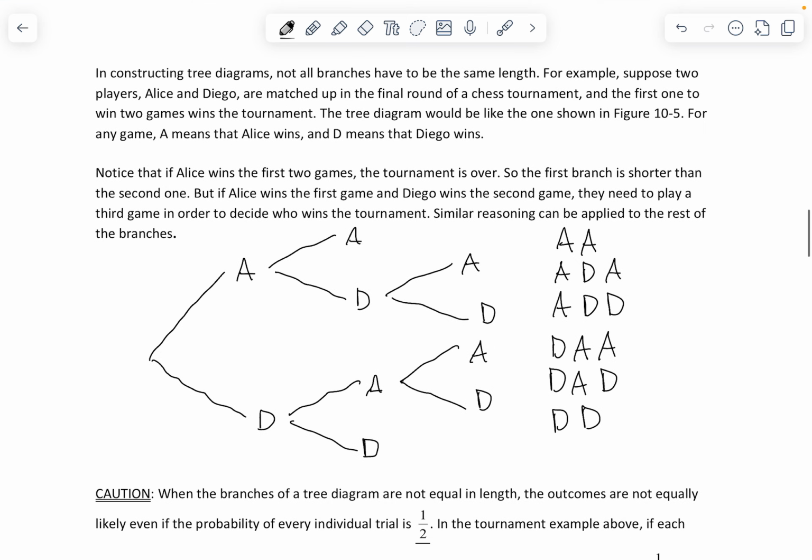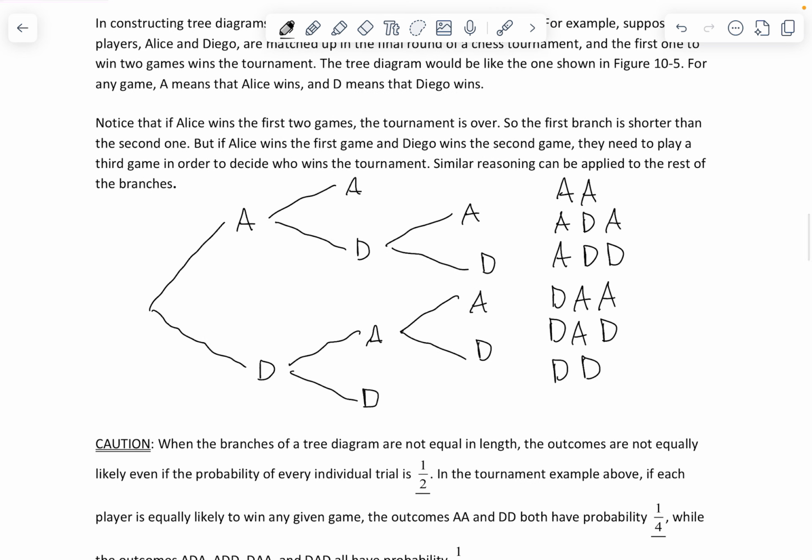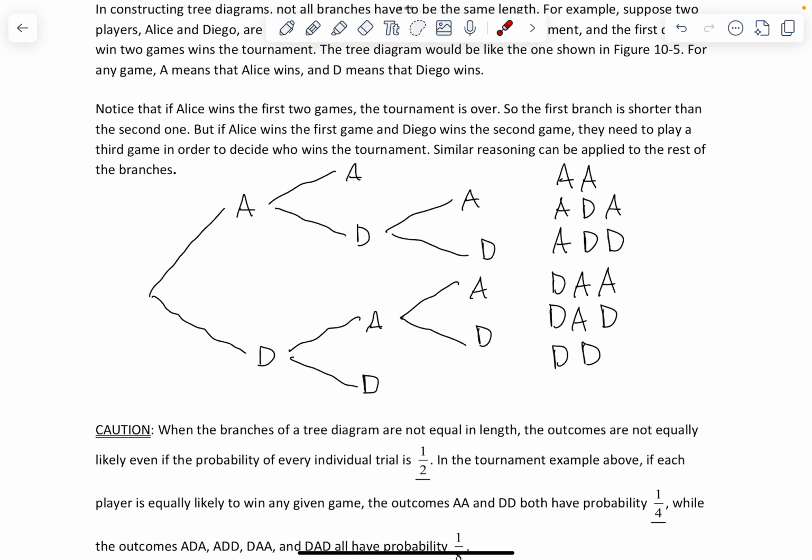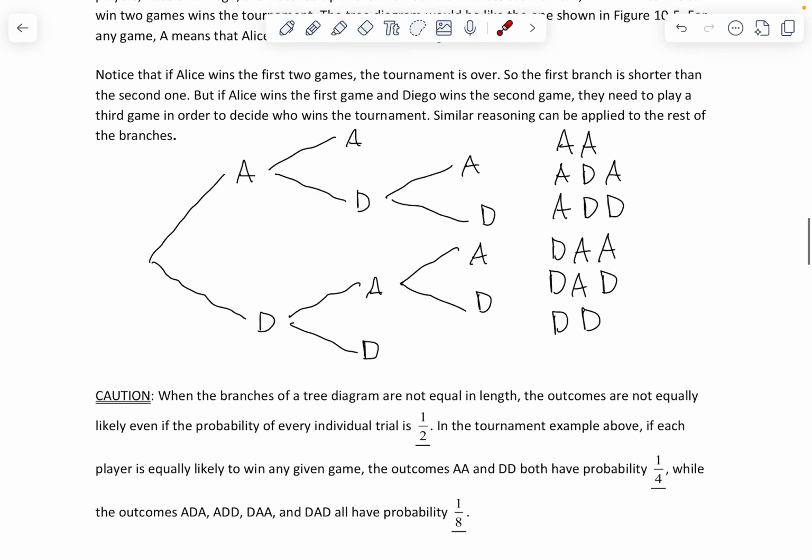A word of caution here: when the branches of a tree diagram are not equal in length, the outcomes are not equally likely, even if the probability of every individual trial is 1/2. In the tournament example above, if each player is equally likely to win any given game, then the outcomes AA and DD both have probability 1/4, because it's 1/2 times 1/2, while the other outcomes all have a probability of 1/8, because it'd be 1/2 times 1/2 times 1/2, or 1/8. Okay.